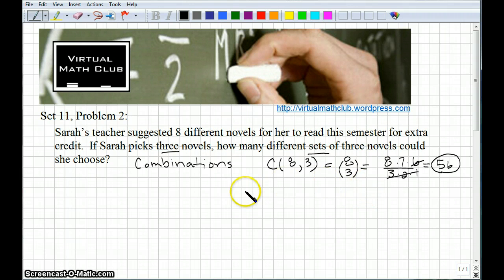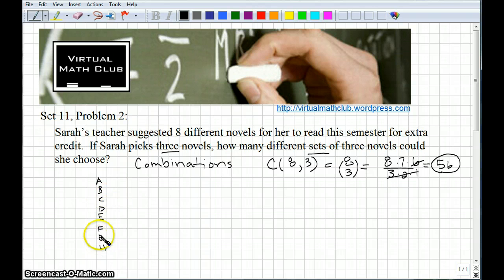But if you don't know combinations, let me give you a short lesson here in combinations. When you're learning permutations and combinations, the first way to think of it is as a tree. So let's say we have 8 novels, and I'm just going to call them A, B, C, D, E, F, G, and H. I think that's 8, right? 1, 2, 3, 4, 5, 6, 7, 8. So we have 8 novels.